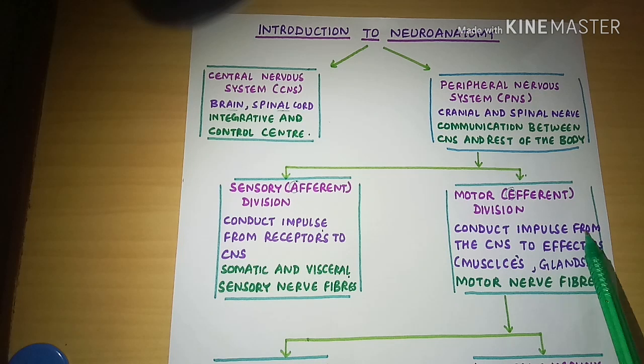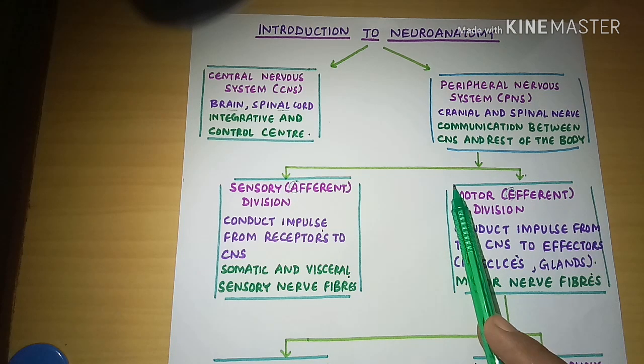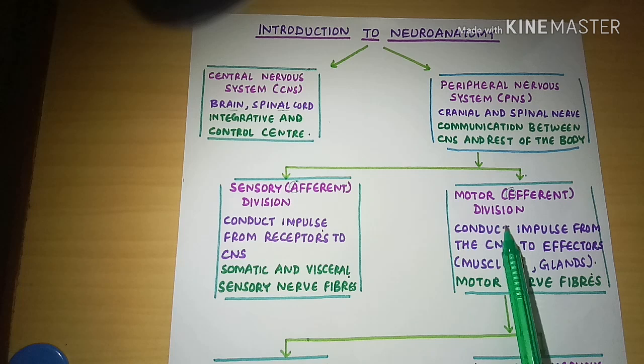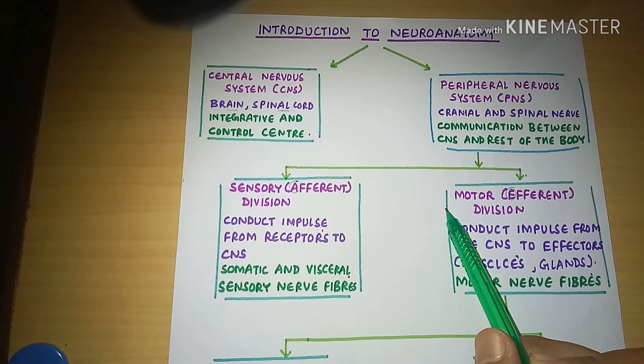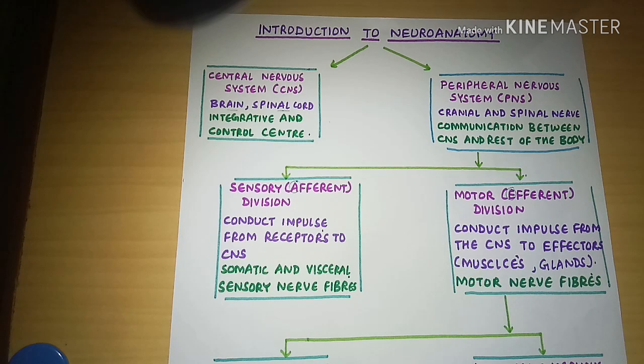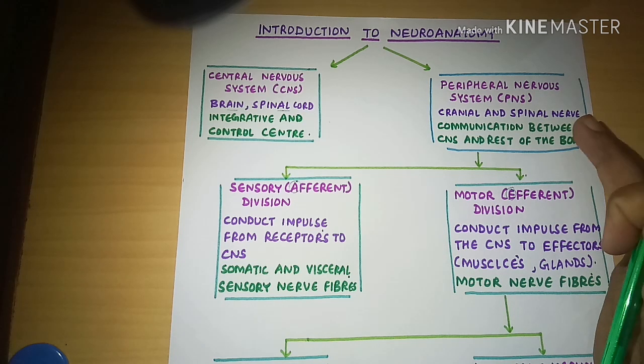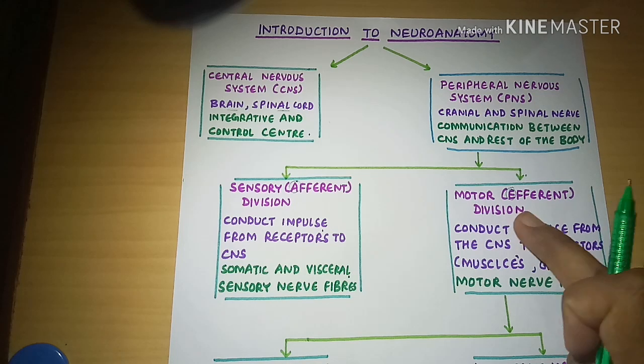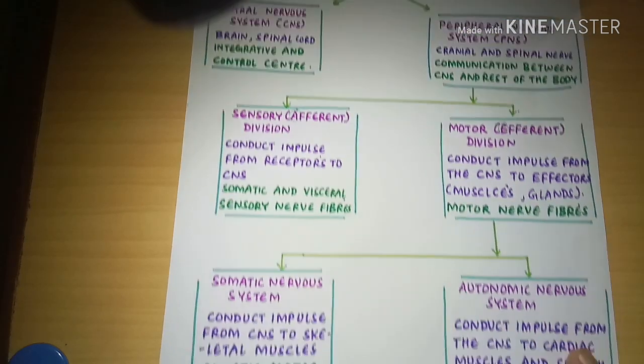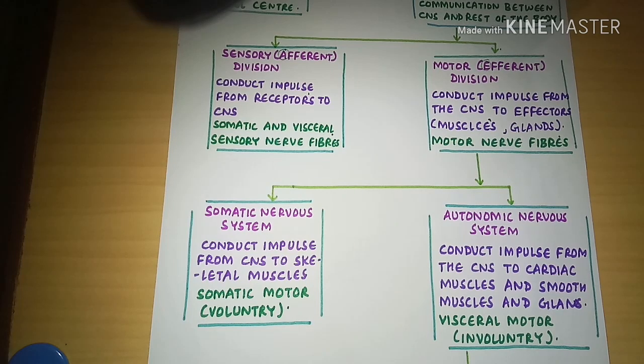The motor division conducts impulses from the CNS to the effector organs such as the muscles and the glands. So this division of the peripheral nervous system conducts impulses from the central nervous system towards an effector. The effector may be muscles or glands also. So the motor division consists of motor nerve fibers. The peripheral nervous system consists of the sensory division and the motor division. Now the motor division is further subdivided into two types. They may be the somatic nervous system or the autonomic nervous system.